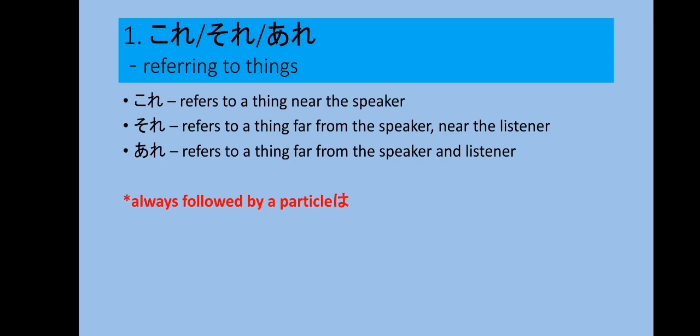So, yung kore, usually pag may nag-uusap na tao, dalawa lang yan. The speaker, yung nagsasalita, and listener, yung kausap niya. So, yung kore, ginagamit siya if mas malapit yung bagay dun sa nagsasalita. Yung sore, ginagamit siya pag mas malapit yung bagay dun sa kausap. And then lastly, yung are, parehong malayo sa speaker at saka sa listener yung gamit.